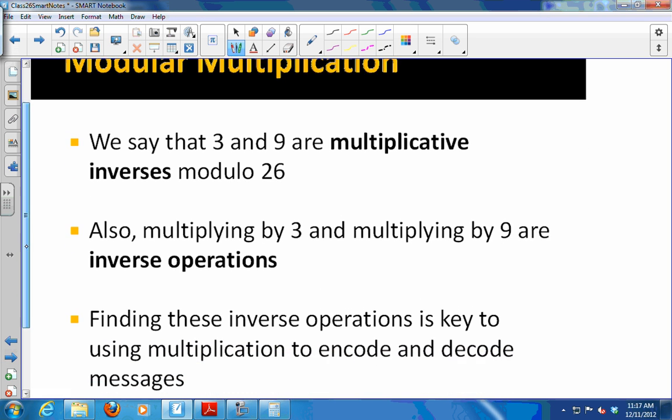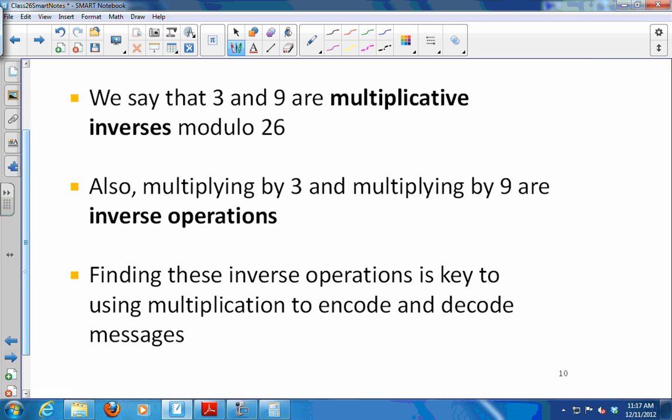So we say 9 and 3 are multiplicative inverses in mod 26. And we can also say multiplying by 3 and multiplying by 9 are inverse operations. Figuring out the inverse operation using multiplication is the key to encoding and decoding. So I just came up with that 9 out of thin air, right? I just said multiplying by 9 is how you undo multiplying by 3.